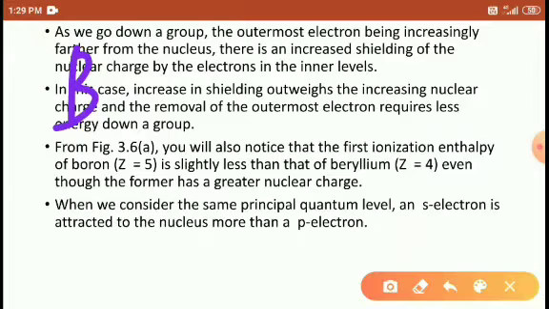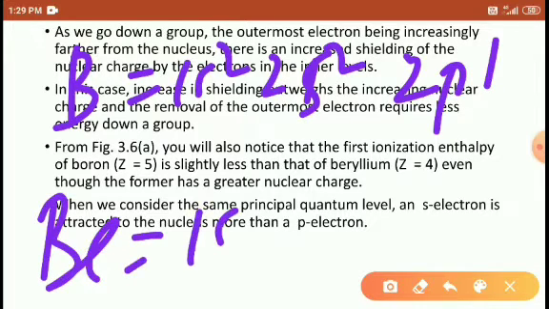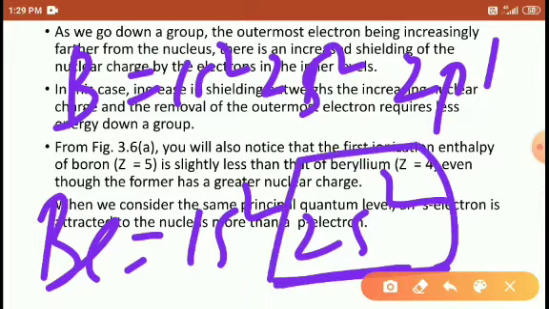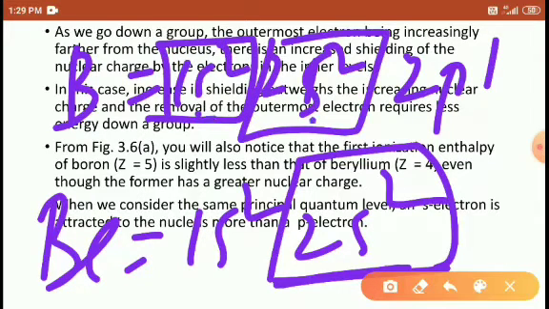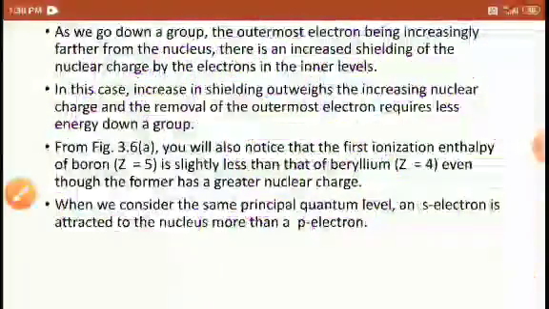Boron is 1s2 2s2 2p1, but beryllium is 1s2 2s2. In beryllium the orbitals are completely filled. I already told you that completely filled orbitals are more stable, while in boron the filled inner orbitals repel the outer electron, so its ionization enthalpy is less. Right, students?